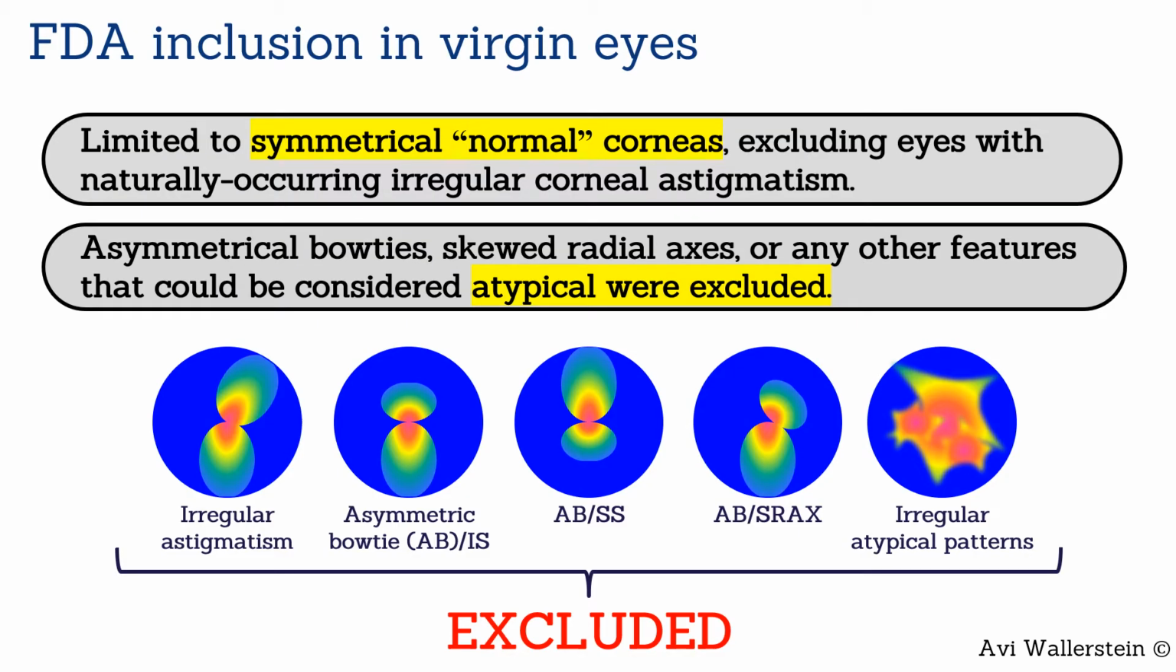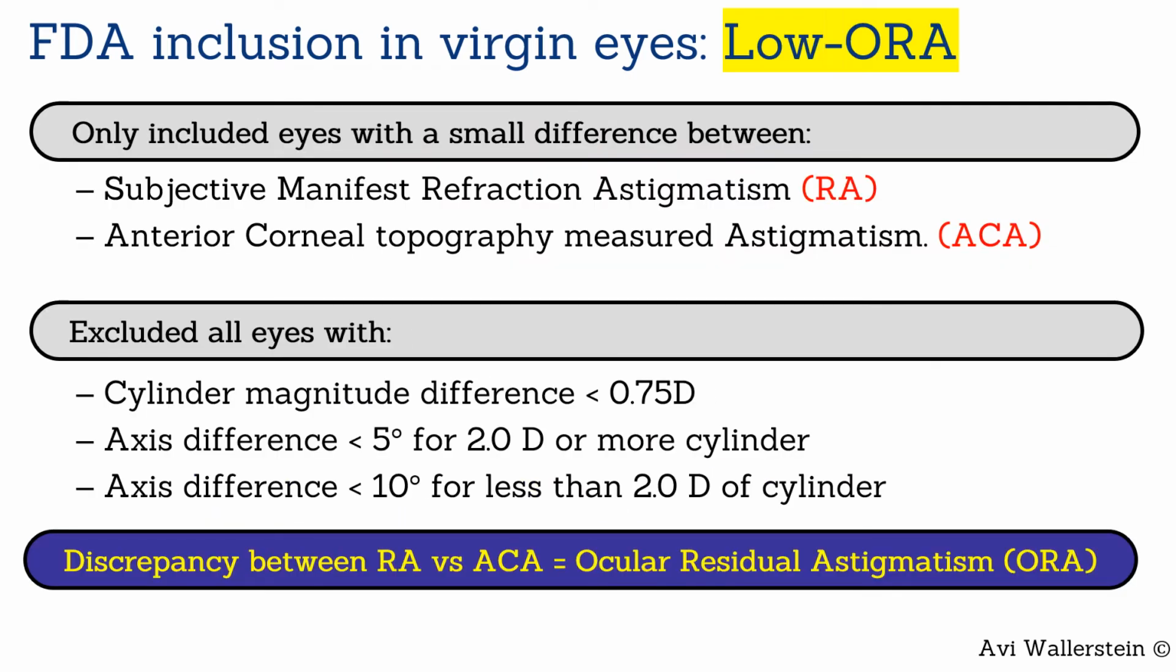The FDA study was limited to symmetrical normal corneas, excluding eyes with naturally occurring irregular corneal astigmatism. Only eyes with a small difference between refractive astigmatism and anterior corneal topoastigmatism in both magnitude and axis were included. These are very tight criteria. The discrepancy between the two is referred to as ocular residual astigmatism, or ORA. Therefore, all eyes with larger magnitude and axis discrepancies were excluded.